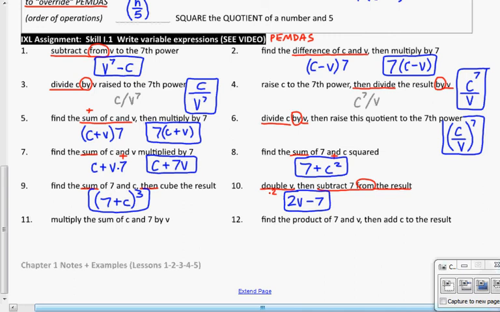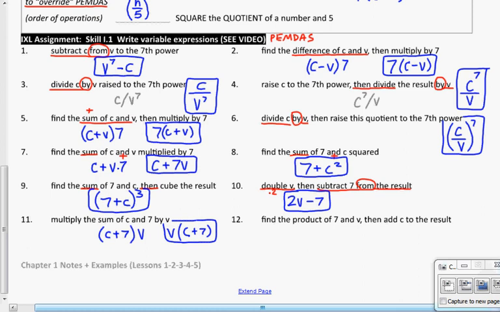Number 11, multiply the sum of c and 7 by v. So we want to find the sum first. The sum of c and 7 needs to be multiplied by v. So we could type it or write it that way. Probably the more standard way is to put the v in front of the two terms in parentheses.